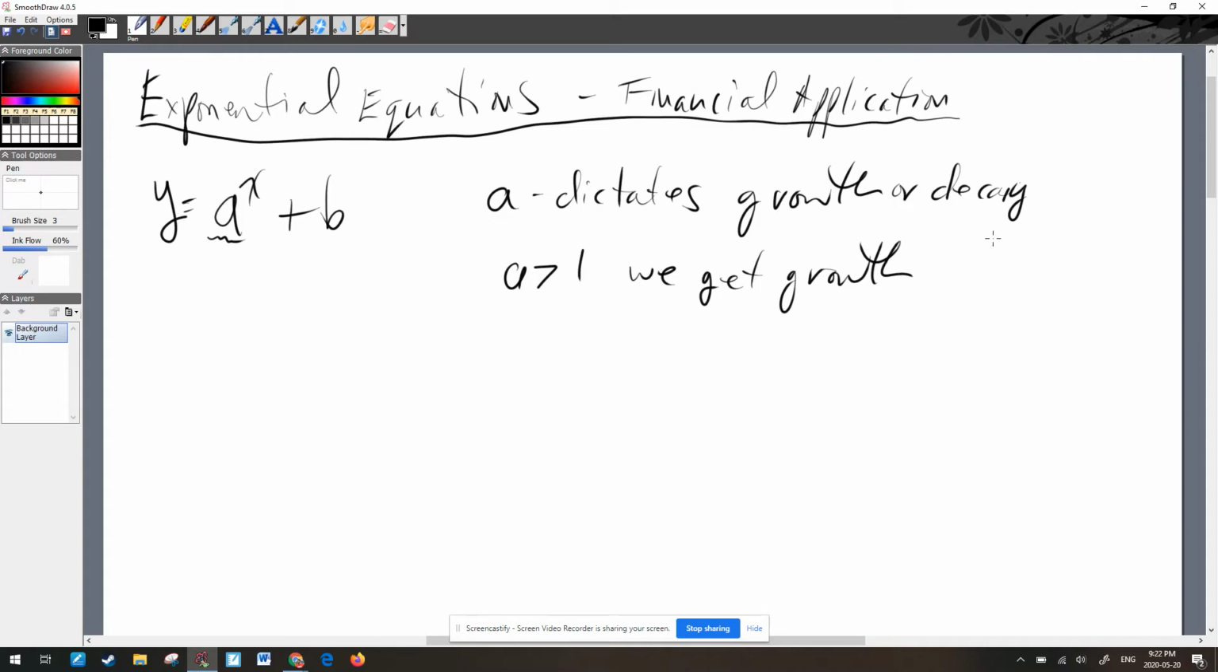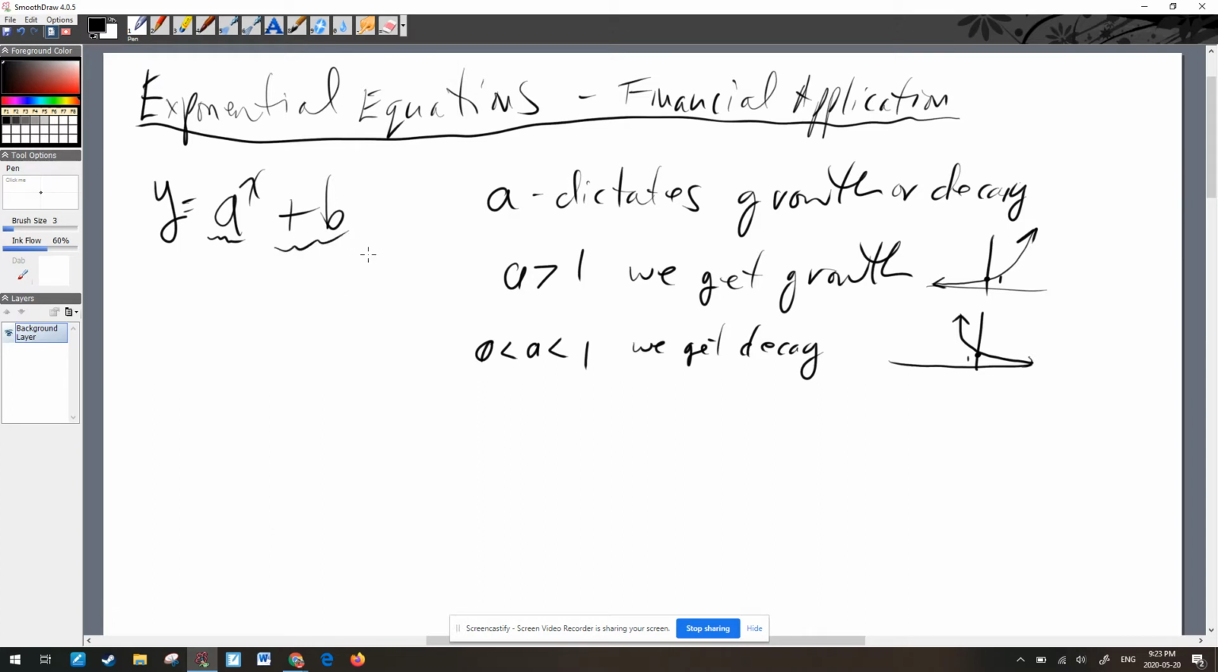And what it looks like in general is it's always going to have a y-intercept of 1, and it goes like this and then just gets bigger really, really quickly. So that's exponential growth. And if a is between 0 and 1, we get decay. It looks the exact same, but it's just being reflected. So it also goes through 1, but it grows on this side and then decays. Okay, so that's exponential growth and exponential decay.